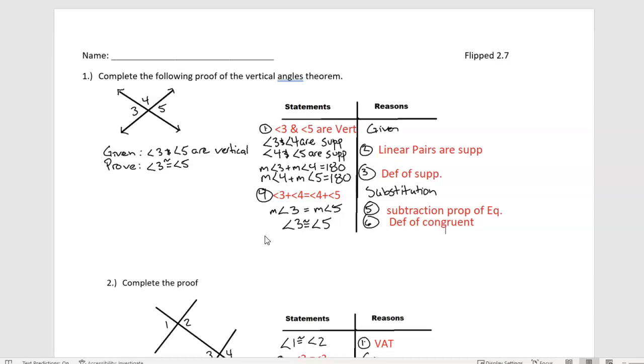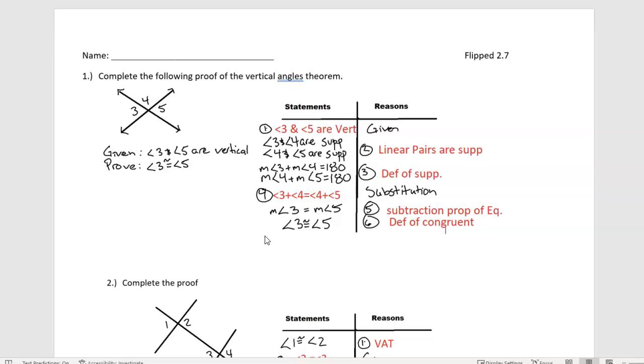Now that we have that, we're going to say that 3 plus 4, the measures of those angles equal 180, and 4 plus 5, the measures add to be 180. That's because of the definition of supplementary. The whole reason we're doing this is because we have two things that equal 180. We can set them equal to one another.